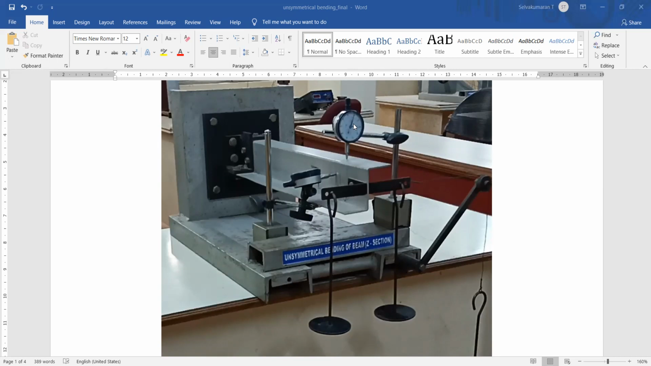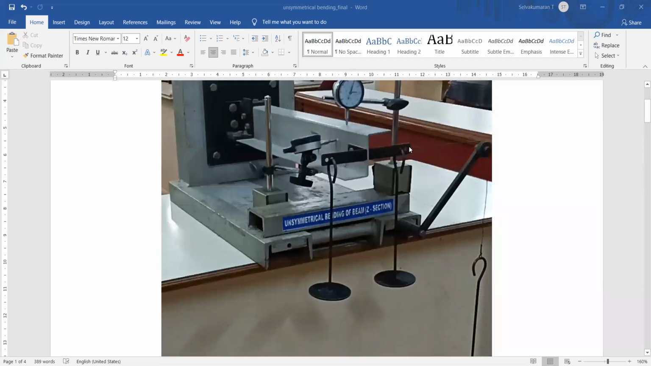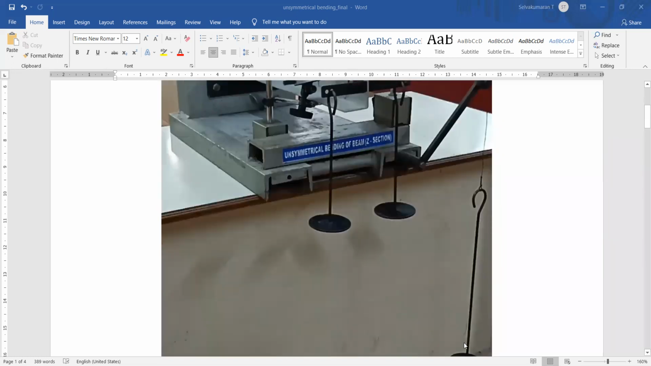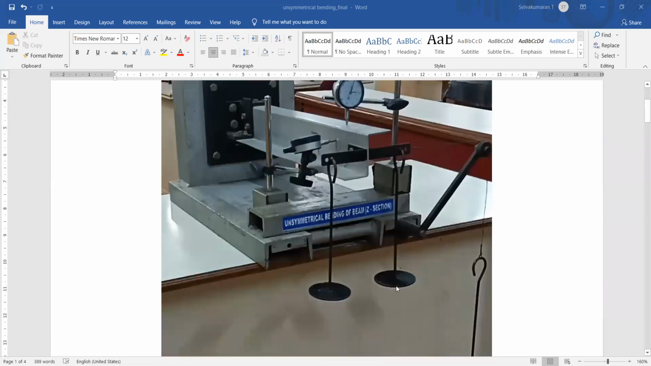Very, very important. Then you apply the load of 1.2 kg here and 1.2 kg here, plus 100 gram hooks weight, so totally 2.5 kg. Note down the horizontal displacement and vertical displacement in your tabular column. Now you add a weight of 300 gram here, which acts as a load in the horizontal direction, and then note down the horizontal displacement as well as the vertical displacement, keeping the vertical load of 2.5 kg constant throughout your experiment.